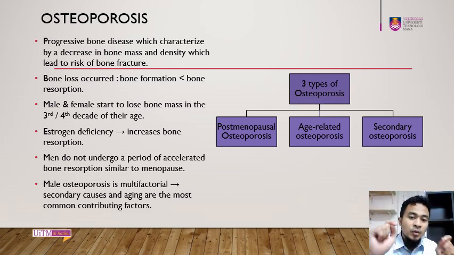But later, when the bone reabsorption value is greater than the bone formation, then we start undergoing osteoporosis. Male and female start to lose bone mass in their third and fourth decade, which is when they reach 30 and 40 years old. This one mainly focuses on age-related osteoporosis.